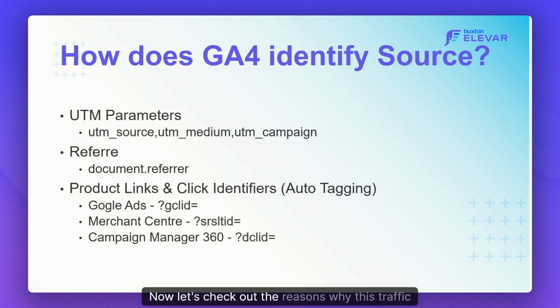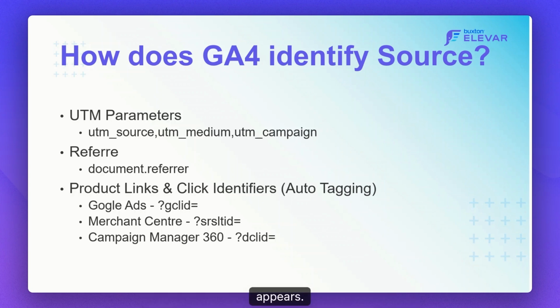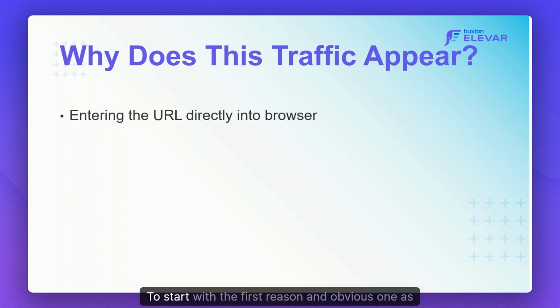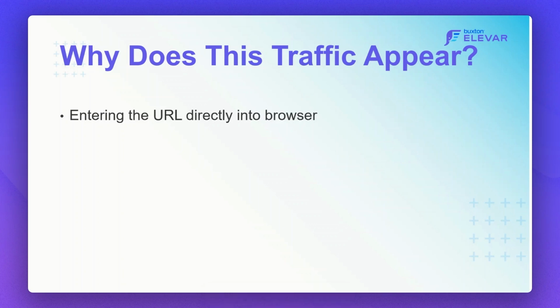Now, let's check out the reasons why this traffic appears. To start with the first reason, an obvious one as well, entering the URL directly into the browser. Some traffic shows up as direct simply because the user typed your website URL into their browser's address bar. There's no referrer data in this case, so GA4 labels it as direct by default.